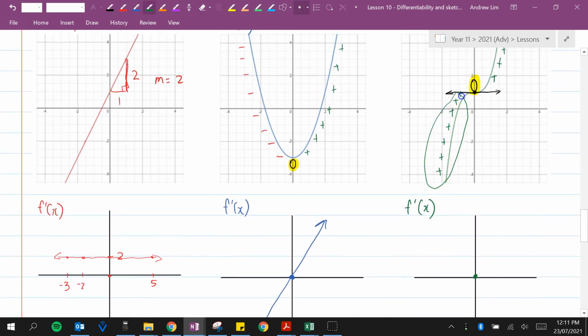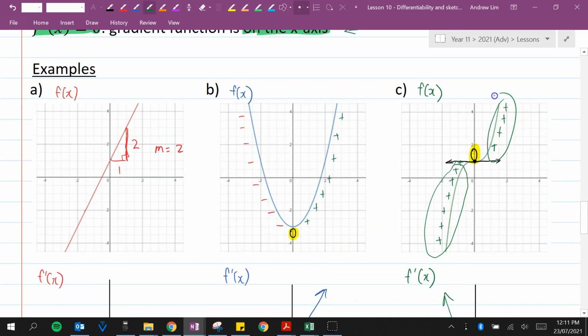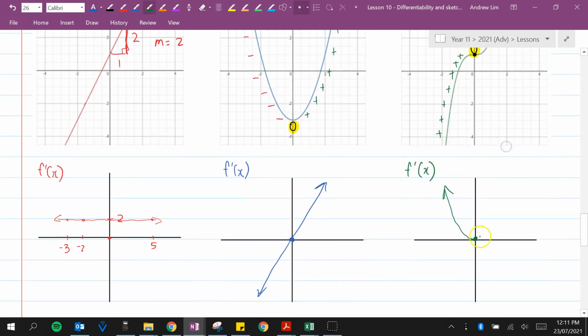This part here tells me to the left of x equals 0, the gradient function is going to be above the x-axis. And this part here, to the right of x equals 0, tells me that my gradient function will also be above the x-axis. And I'm done.